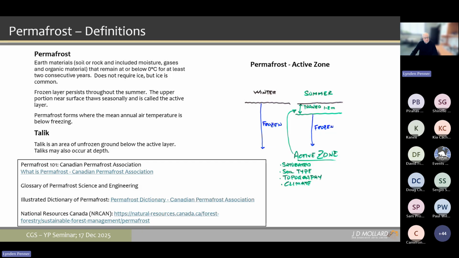I've included some links here. The Canadian Permafrost Association is a great resource for finding out information about permafrost, with a glossary of permafrost science and engineering, an illustrated dictionary of permafrost, which has just been released recently, and Natural Resources Canada also have some resources. So those are some other places you can go to find information about permafrost.